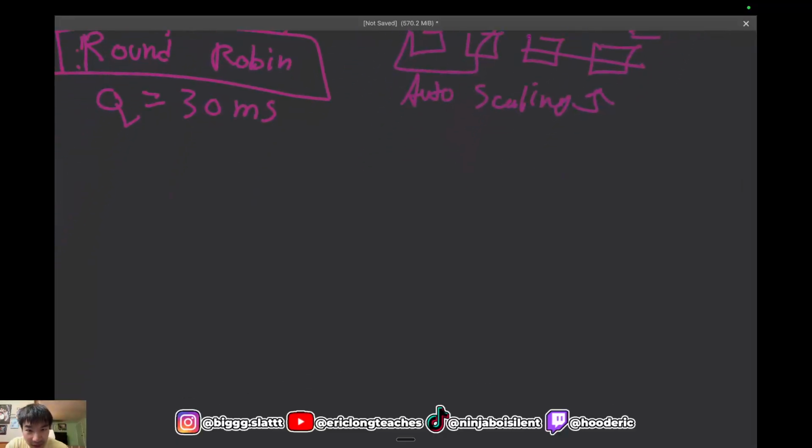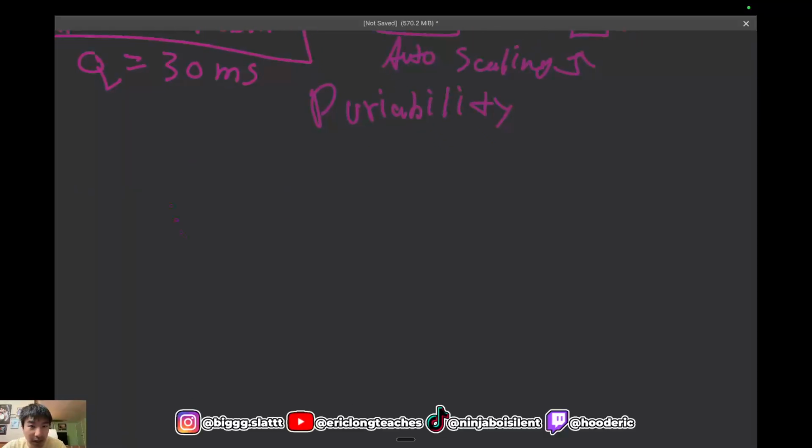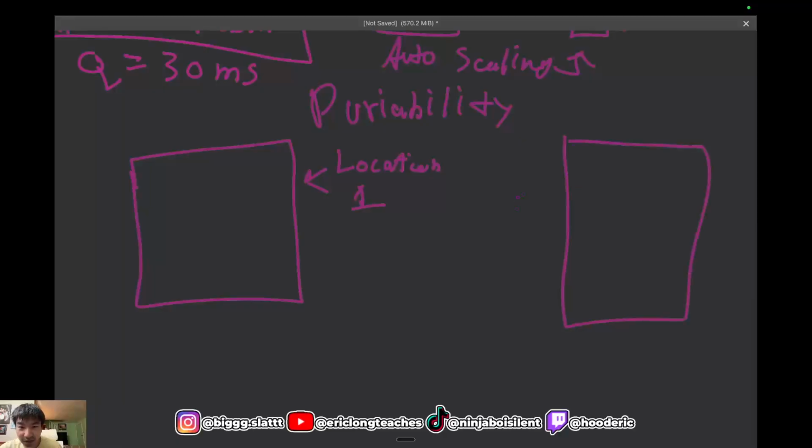There's also durability, which is a big part. But this is kind of just for big companies that have servers. So durability is kind of like the pain tolerance. Let's say we have multiple servers, but they're in different locations. This is location 1, and then we have another server in location 2.